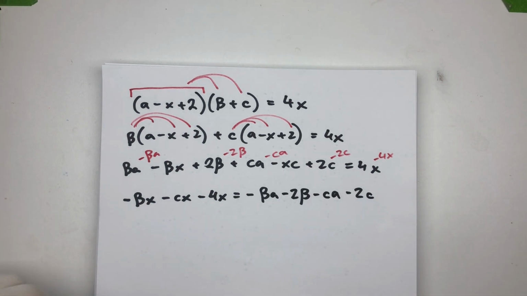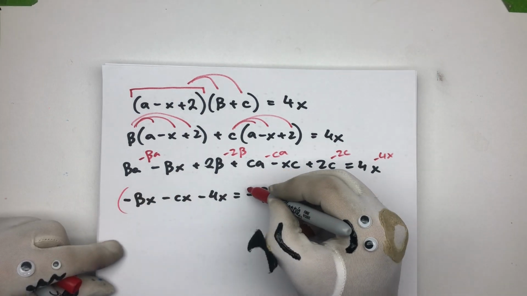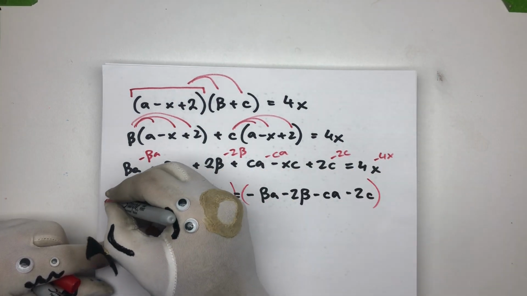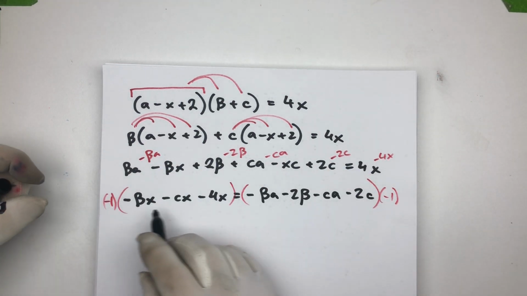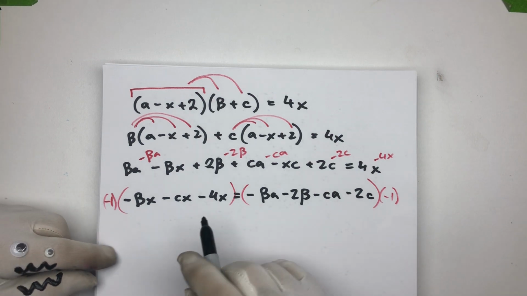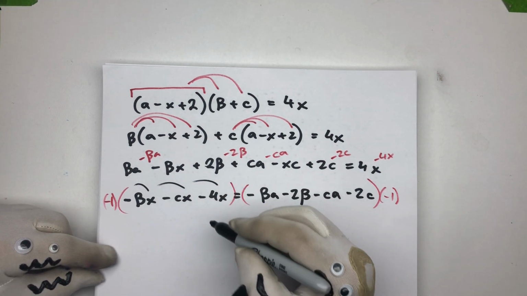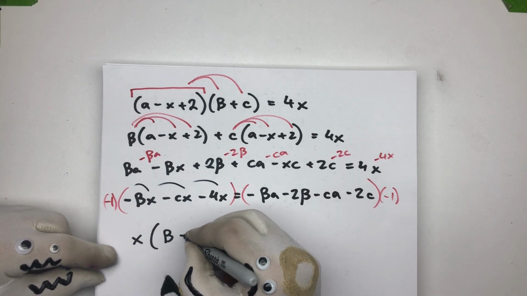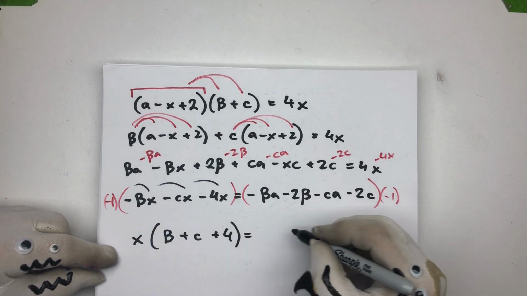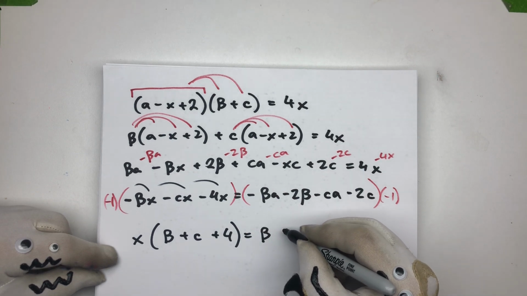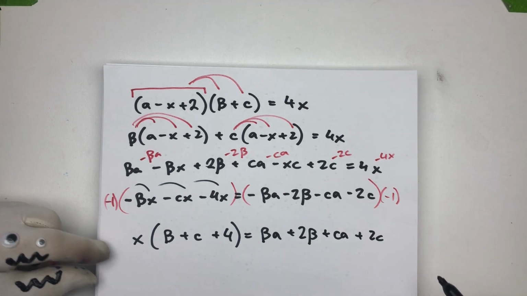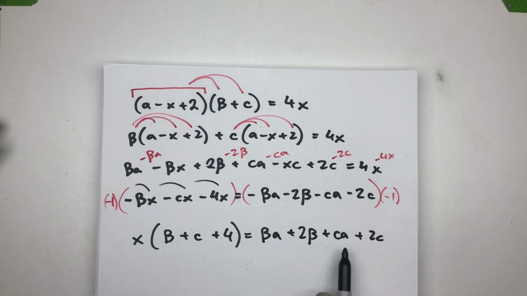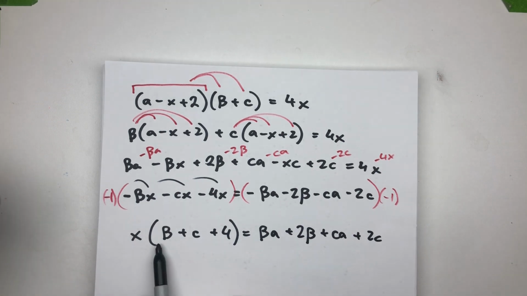Okay, and because I hate negatives so much, I'm just going to multiply everything by minus 1. I can do that, no problem, as long as I do it to the other side. Then I'm going to have all positives, which would be awesome, and then I'm going to extract the x's too. I'm going to do that in one step here. So x times beta plus c plus 4 equals beta a plus 2 beta plus ca plus 2c. Negative, negative, negative, negative became positive, positive, positive, positive, and so on.